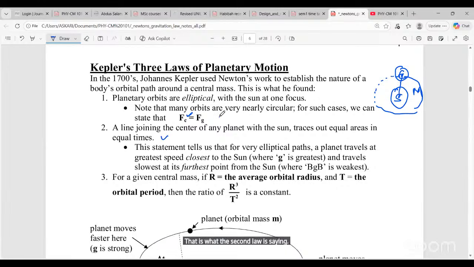The first law says that you have many orbits moving around in a circular manner. And the second one says that the movement round traces equal areas in equal time. So this statement tells us that for every elliptical path, a planet travels at greatest speed closest to the sun, where gravity is the greatest, and travels slowest at its farthest point from the sun. So the gravitational effect on those planets depends on how far they are from the sun. And that is what gives them the movement.